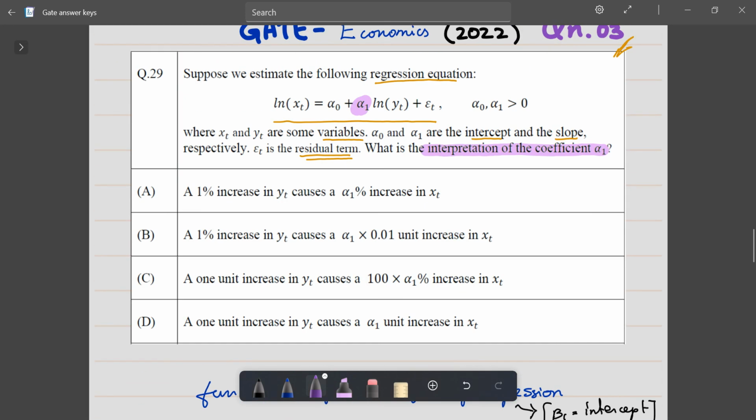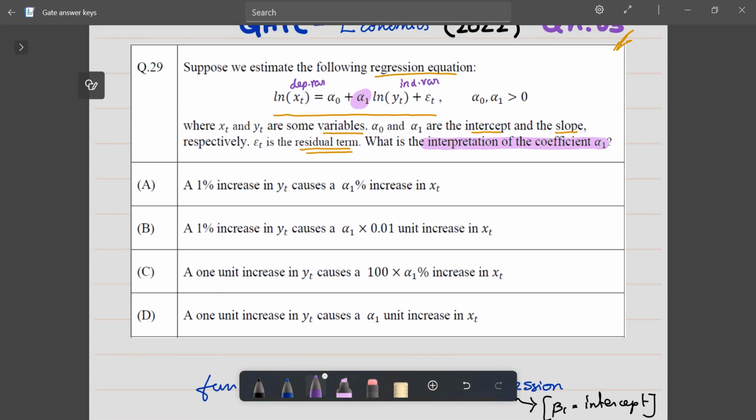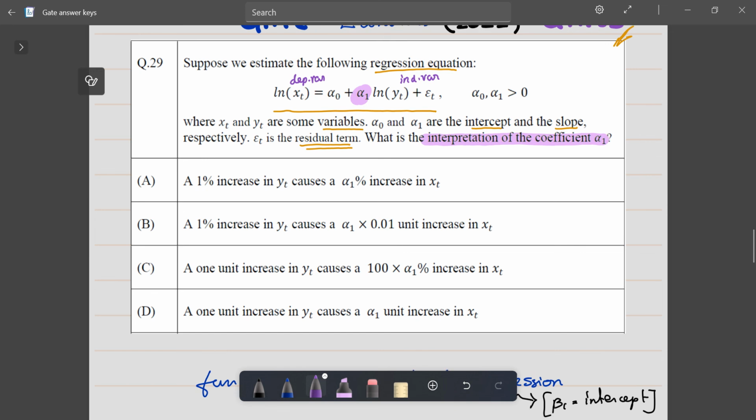So now coming back to our question, we have xt. Here you can clearly see xt is the dependent variable and yt is the independent variable. Now we need to interpret what this slope term alpha 1 means. So clearly keep in mind that yt is the independent variable and xt is the dependent variable. That means yt is causing xt. So the change in yt must cause the change in xt, not the other way around.